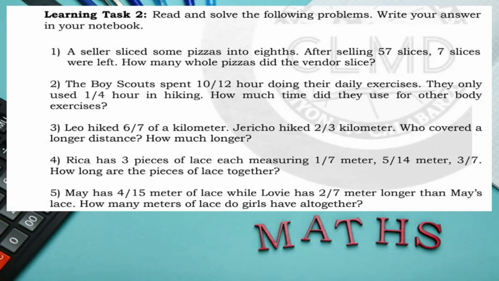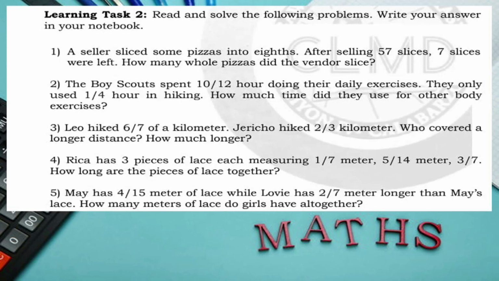Then, number 2, the Boy Scouts spent 10/12 hours doing their daily exercises. They only used 1/4 hour in hiking. How much time did they use for other body exercises? So, ayan. Then, number 3, Leo hiked 6/7 of a kilometer. Jericho hiked 2/3 kilometer. Who covered the longer distance? How much longer? So, kung makikita nyo itong 1, 2, 3, halos lahat siya subtraction, right?